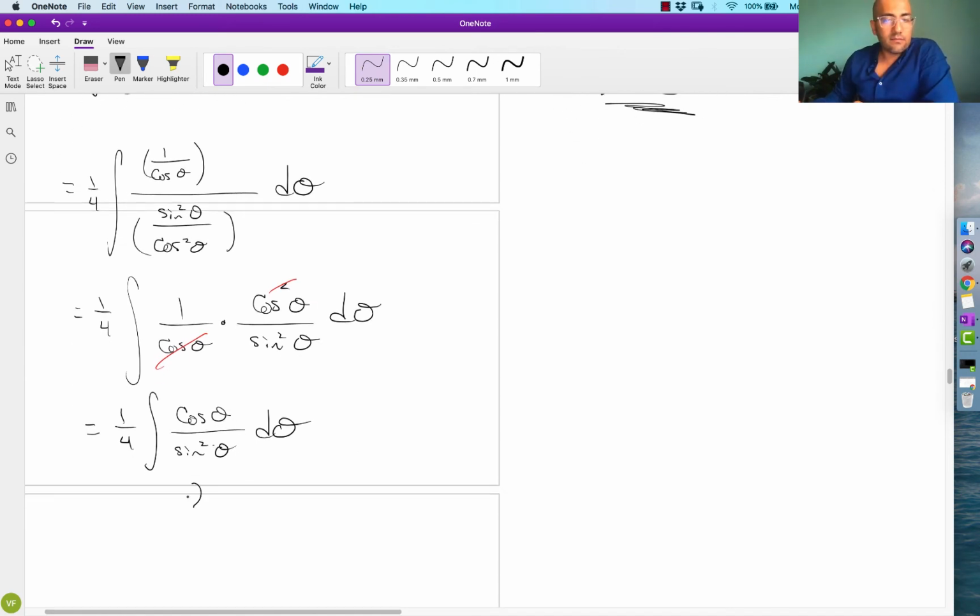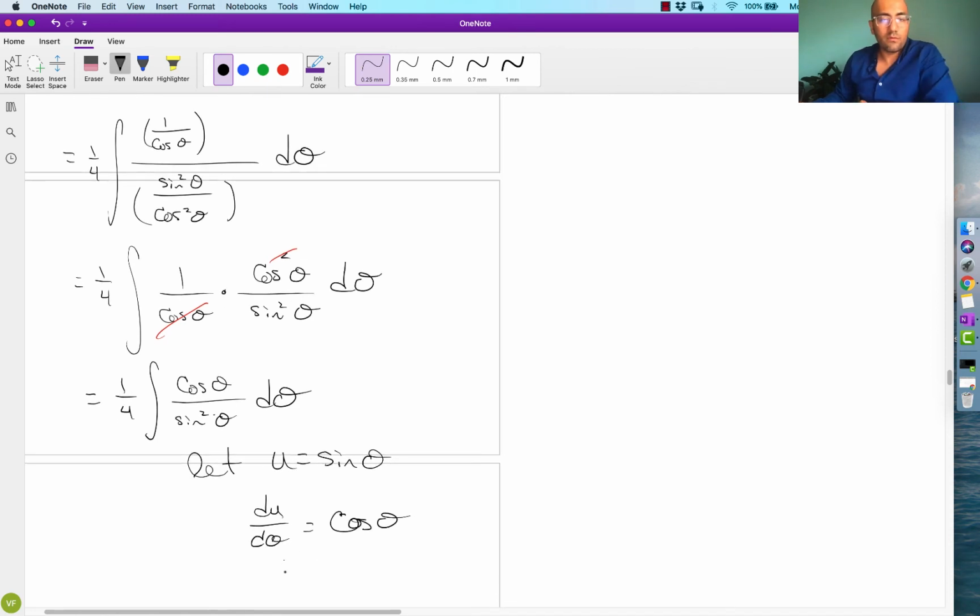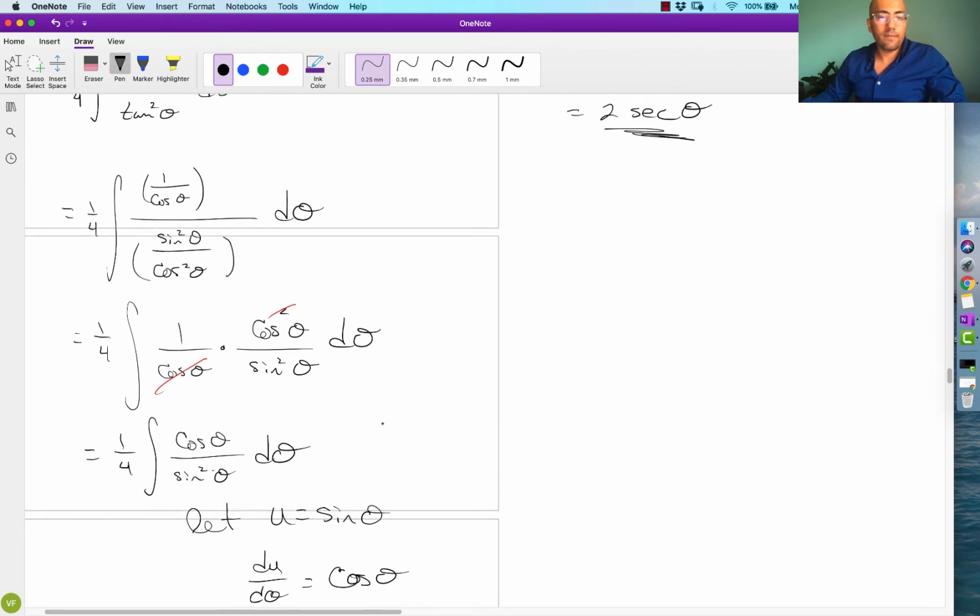Let's let u equal to sine of theta. Therefore, du d theta is going to be equal to cosine of theta. And so du will be equal to cosine of theta d theta. Right? So we have our du right there, and then this turns into 1 over u squared.